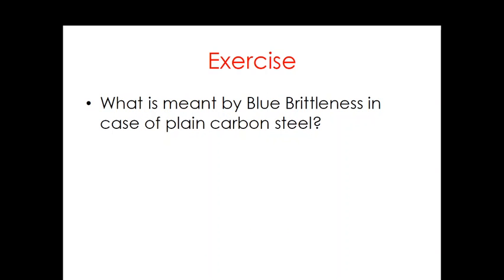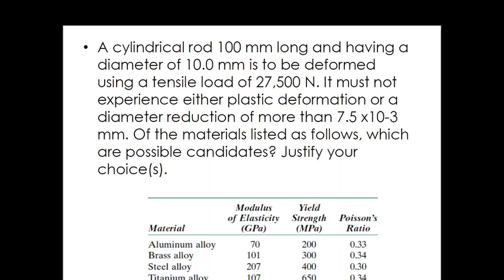So based on today's session, one of the homework topics for you is: what is meant by blue brittleness in case of plain carbon steel. It is a very important topic, blue brittleness in case of plain carbon steels. In forming industries, the blue brittleness phenomenon is very dangerous and has to be avoided. And second is one of the numericals which is given to you. So solve this exercise. Thank you.